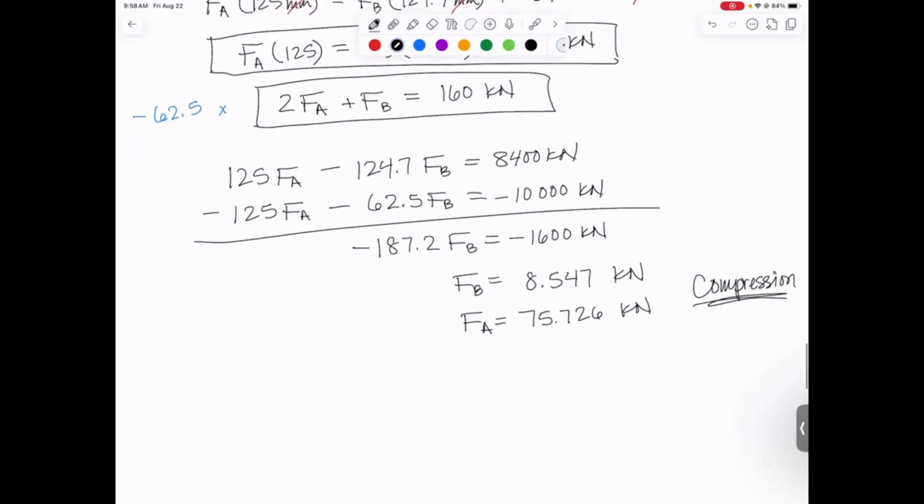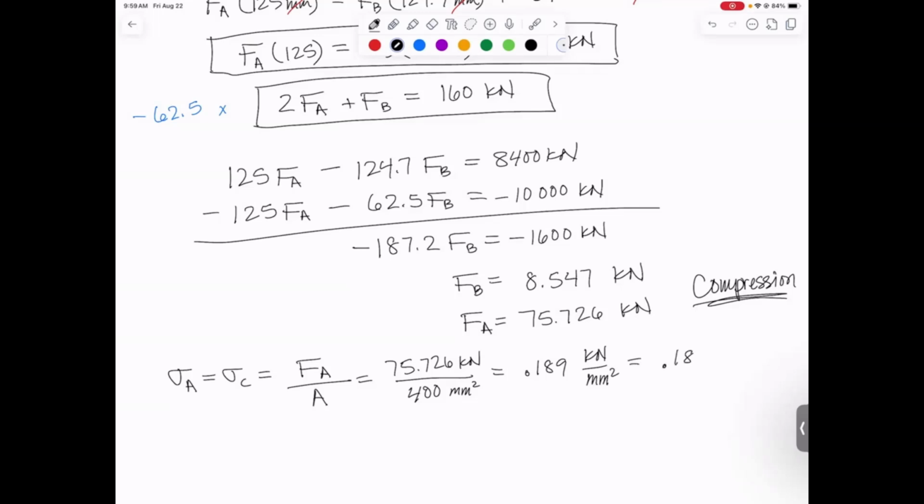Next step is to find stress. So the stress in post A and the stress in post C, they're going to be the force in A divided by the area. So 75.726 kilonewtons, the area was 400 millimeters squared, comes out to be 0.189 on my calculator, and the units are kilonewtons per square millimeter. Do you guys remember what a kilonewton per square millimeter is? We just did it. It's a gigapascal. So this is 0.189 gigapascals, or you could call that, multiplied by 1,000, 189 megapascals. Either one, I'm totally fine with either answer. Both correct. Also in compression.